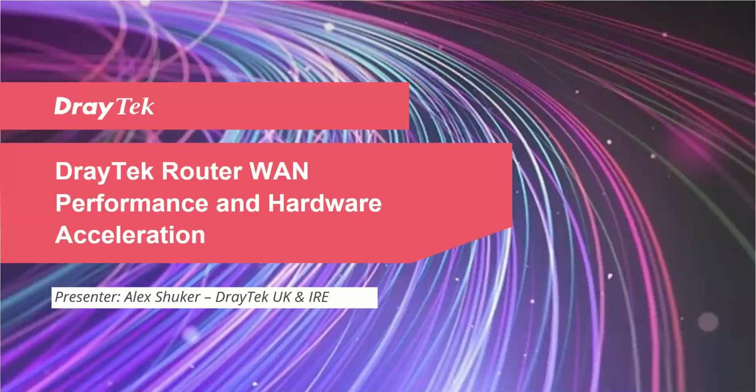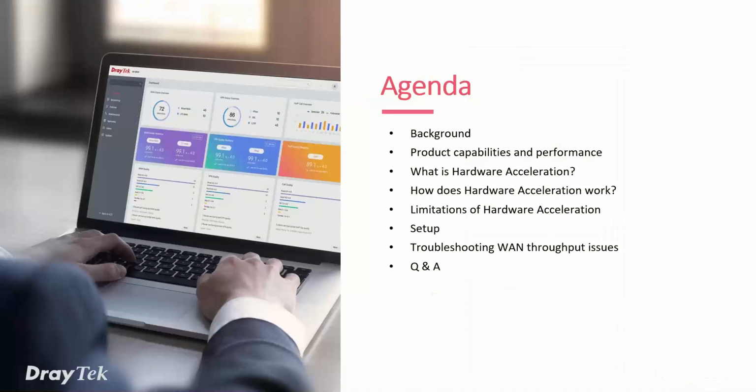So today's webinar is entitled DrayTek Router WAN Performance and Hardware Acceleration. This is a topic that seems very popular with the various organisations that contact us. Networks are getting faster. Organisations have purchased DrayTek routers and want to get the absolute fastest they can out of it. And this webinar really covers all those aspects. If I could have the next slide, please.